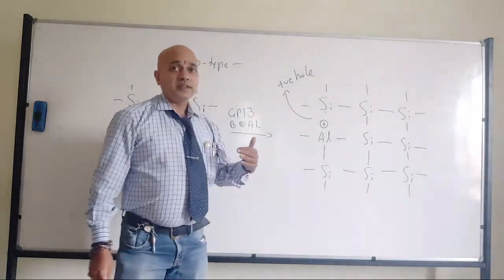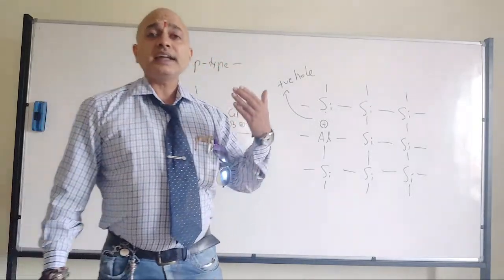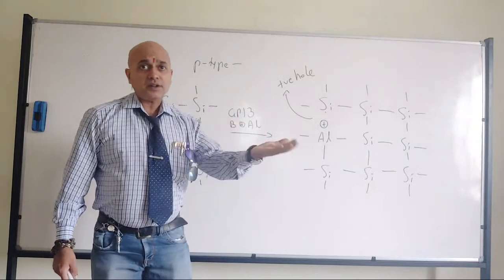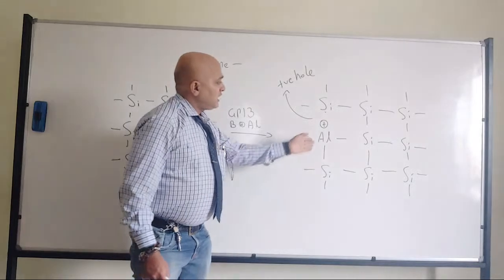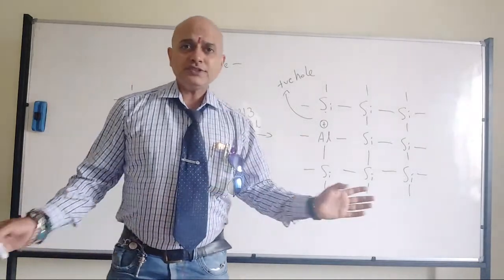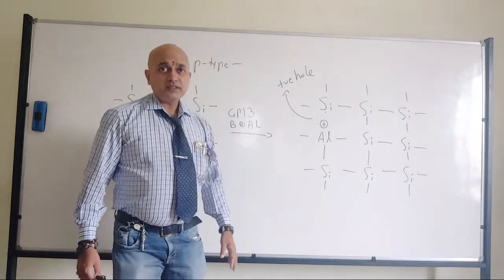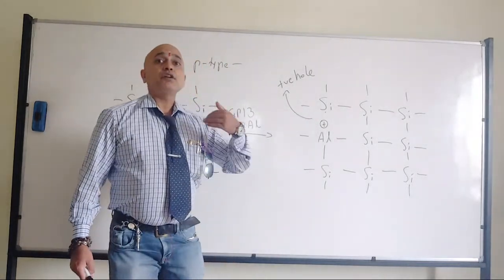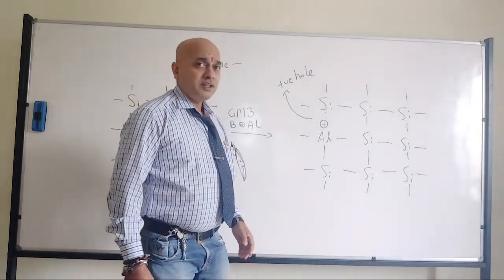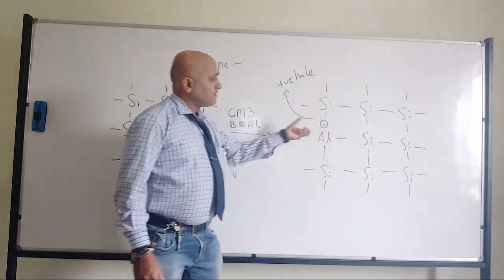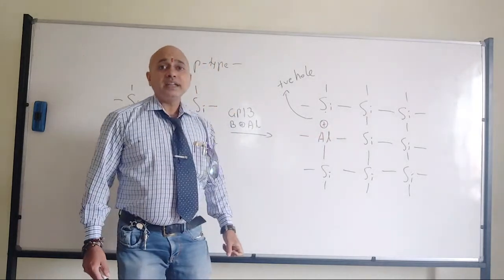This silicon is upset. Oh my God, I have one extra electron, I cannot make the bonding. I want electron, it will be telling. Which one? This silicon. Aluminium is happy because it is saturated. But what about silicon? It is very unhappy because it is left over with a lone electron. It wants to make the bonding. So during that time, what it will do is drag the electron of the neighboring element.